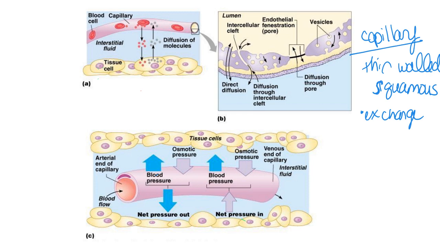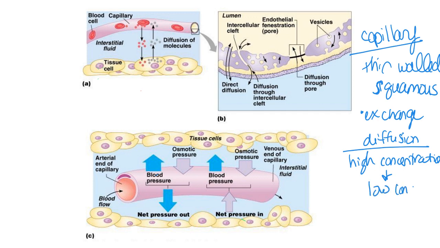So let's look at how we can move materials in and out. First we have diffusion. We have basically three types of diffusion. If you remember from biology, diffusion is the movement of something from a high concentration to a low concentration. And it doesn't require any energy, which is beneficial. We don't want to spend all of our energy. So we're moving molecules from a high concentration to a low concentration.